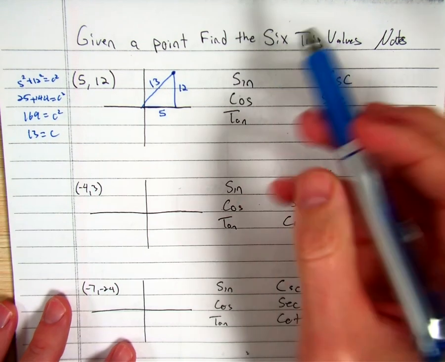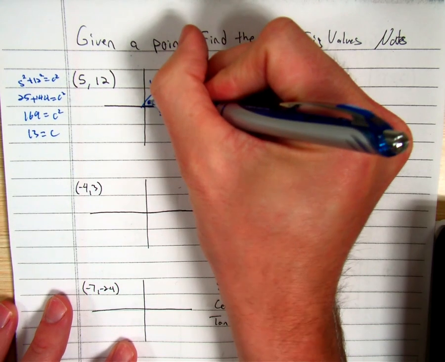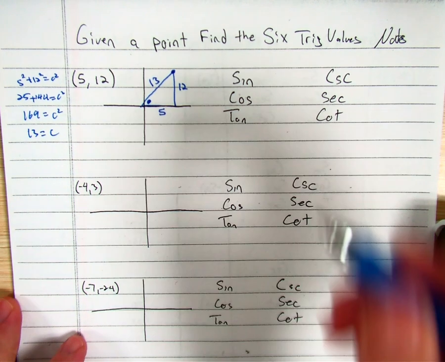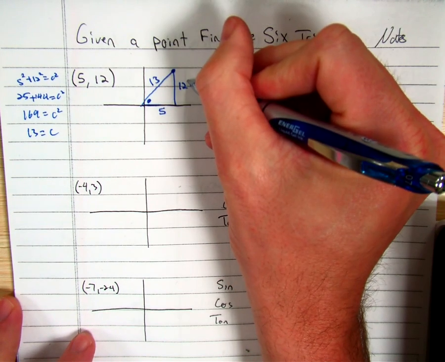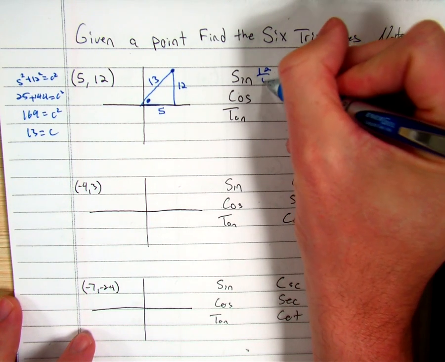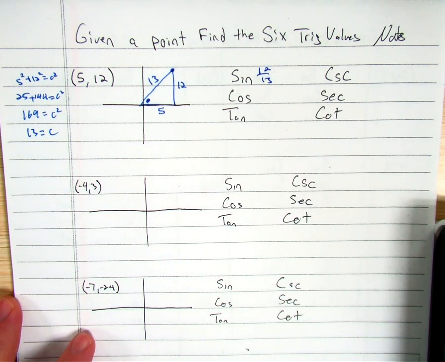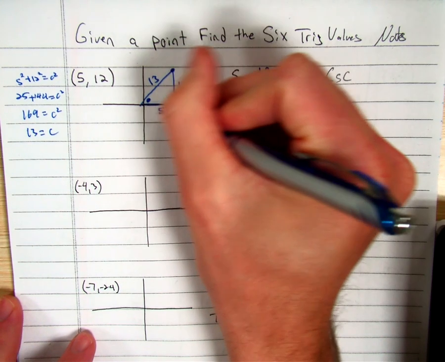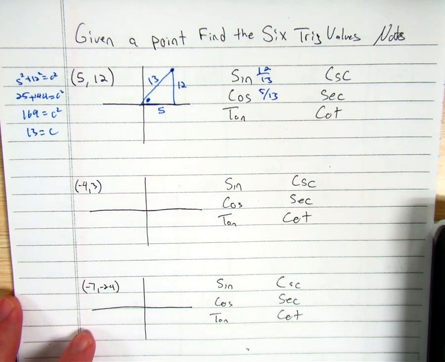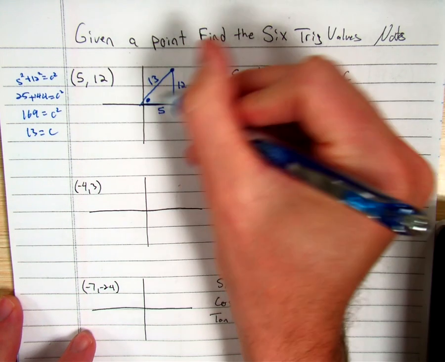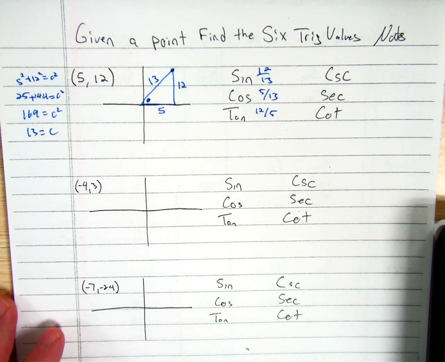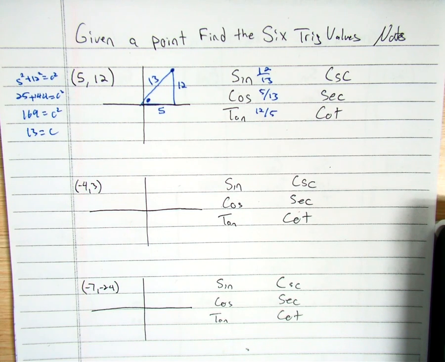So this, by your origin, is going to be your theta, your angle, and that's where you're going to go from. Sine is opposite over hypotenuse. 12 over 13. Cosine is adjacent over hypotenuse. 5 over 13. And tangent is opposite over adjacent. 12 over 5. And let's leave these as fractions today.